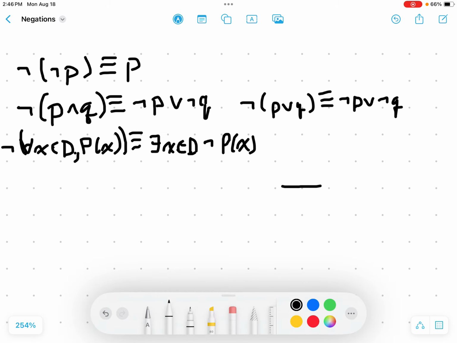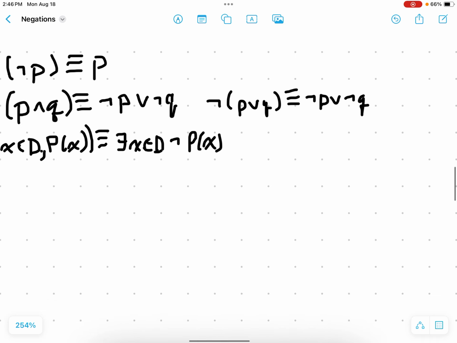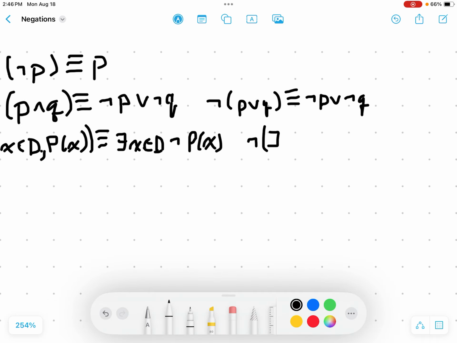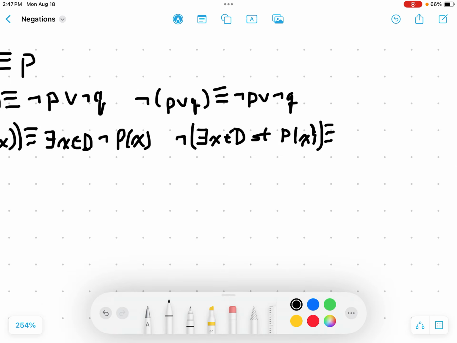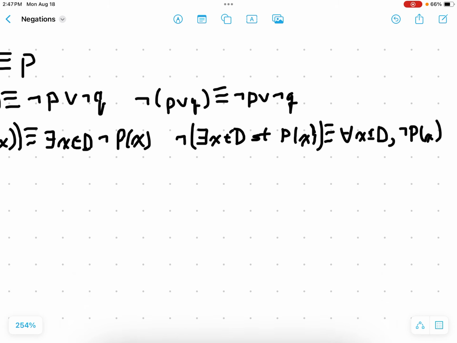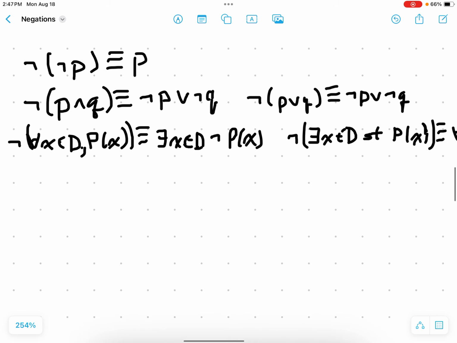Similarly, if we're trying to negate something that looks like there exists an X in D such that P of X, so if we're saying it's not true that there is an X that satisfies this property, that's the same as saying that every X in our domain doesn't satisfy the property, so for all X in D, not P of X. Okay, so that takes care of most of our standard symbols and how to negate them.